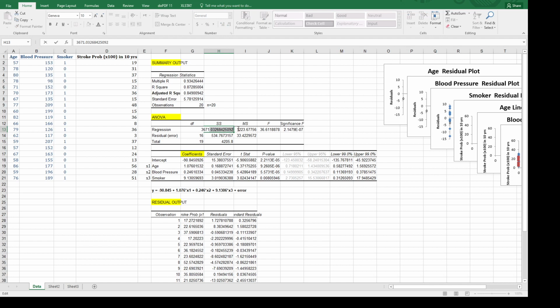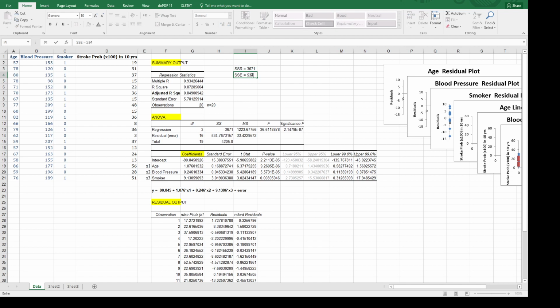So let's just keep this, 3,671. Effectively what this is, is SSR, the sum of squares due to regression. Let's remember that. Okay, and I can write it here. SSR is equal to 3671, and then SSE, sum of squares due to error, is what is reported here, which is 534.